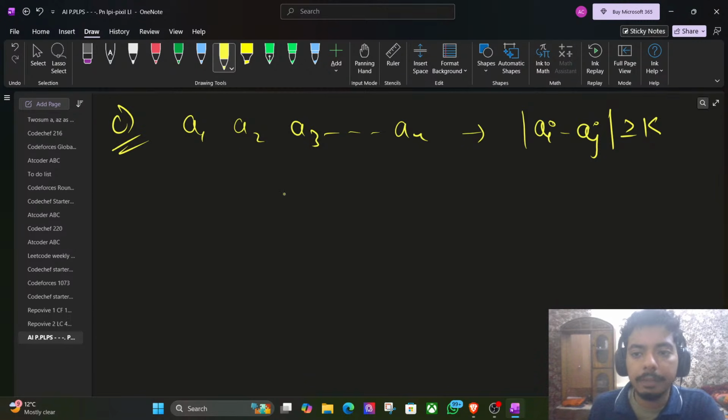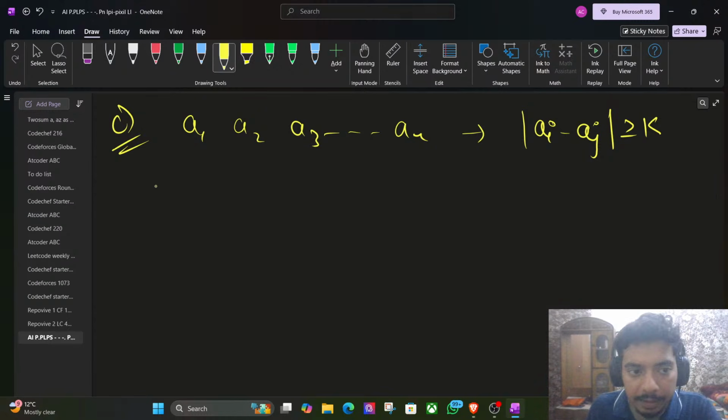So we need to sort this particular array, and the sorting condition is you can swap two elements only when the difference between both of them is greater than or equal to k. Okay, great. So let me know one thing.